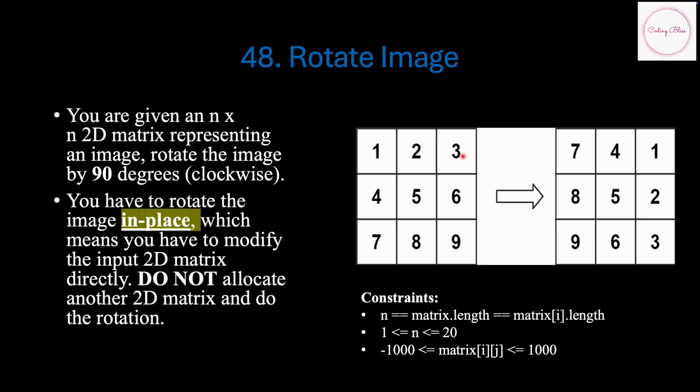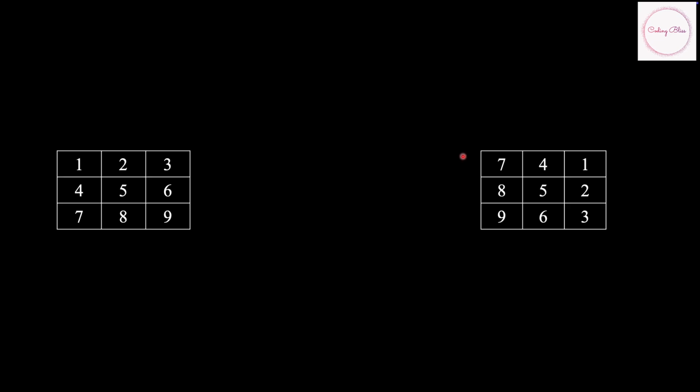Now let's dive into the intuition of how to solve this problem. Imagine that this is your input and your output is this one, so you just rotate it. If you see, when you rotate it 90 degrees, these rows become columns, and this row becomes the middle column, and finally the lower row becomes your first column. Now let's see how to do this.